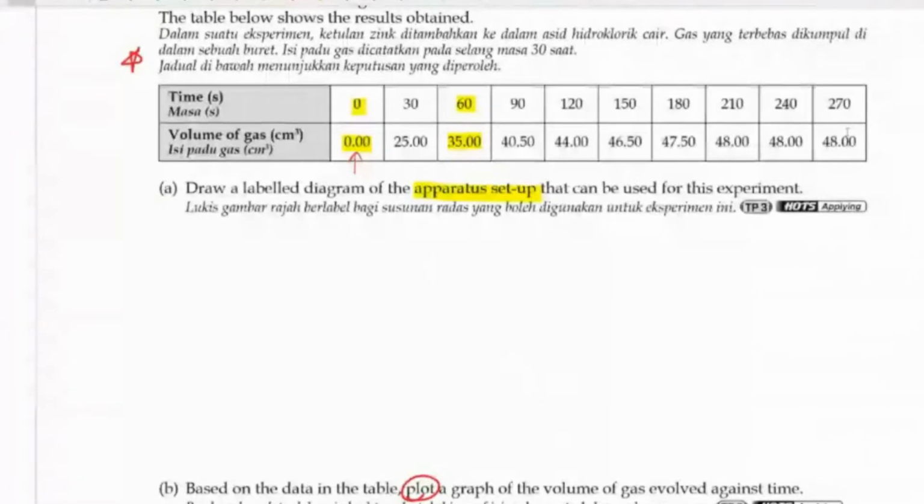Any other suggestion or any other answer? Besides this, overall means from 0 to the end. Any other opinion? Okay, 0 to 210. Now, Simeon, why do you feel that the time is from 0 to 210? Why not 270?